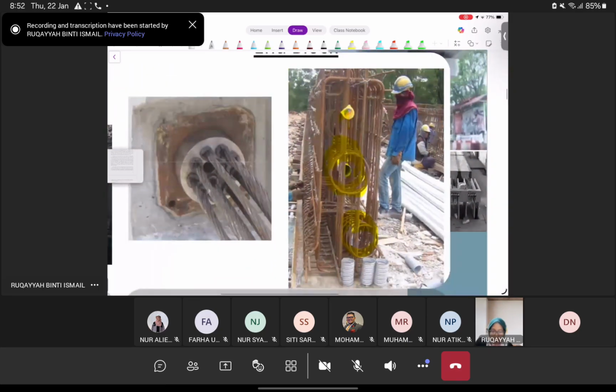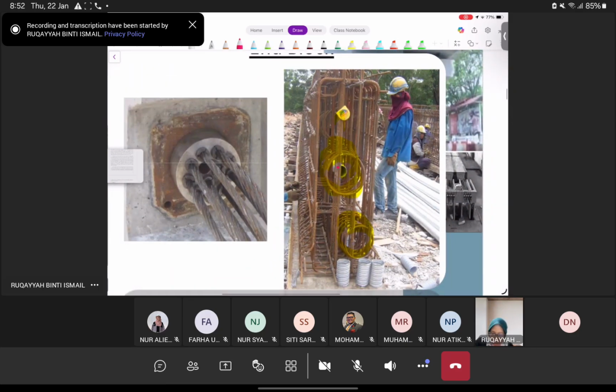Okay, and this is where we can see that inside here is the ducting, where we can slot in our tendon, and surrounding the ducting is where we're going to provide sufficient reinforcement. So shear reinforcement doesn't mean that it's only the square type.